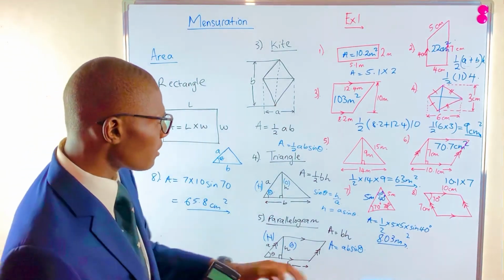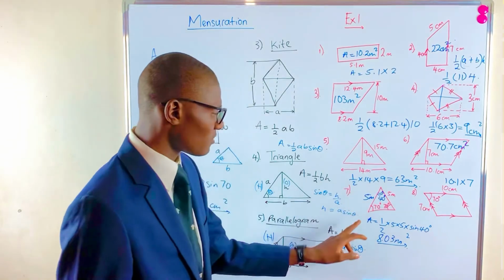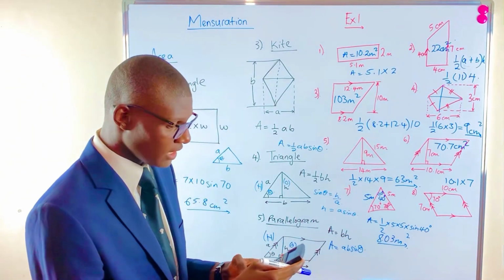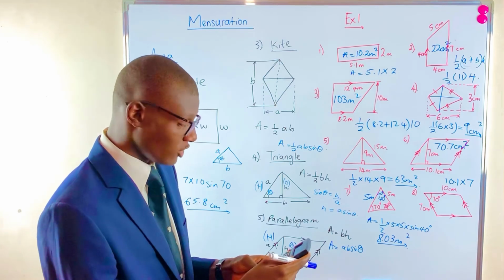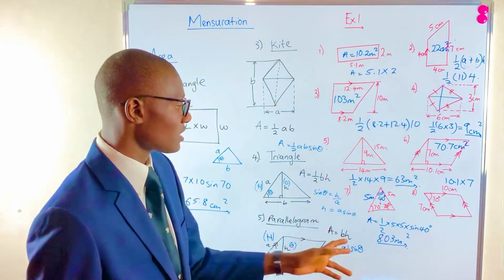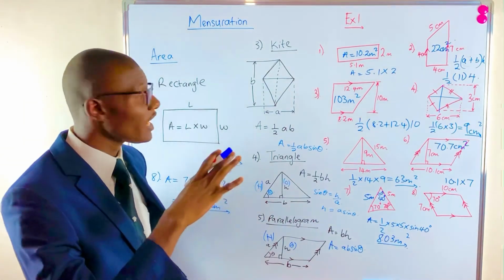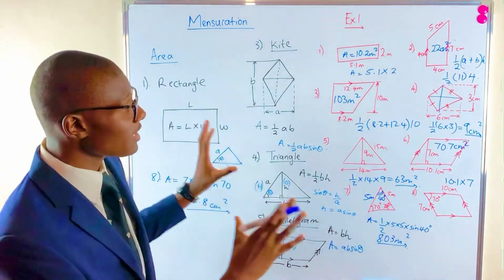And then now let me just confirm for number 7. Number 7, we said 25 sine of 40, then divided by 2. Yes, that one is correct. Okay, so this was looking at how we calculate the area of the shapes that we've just looked at.